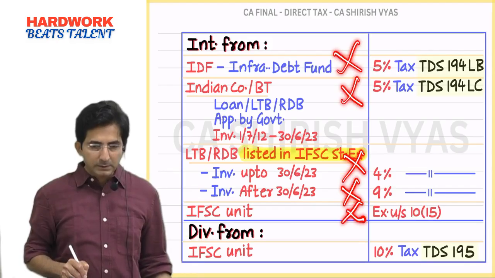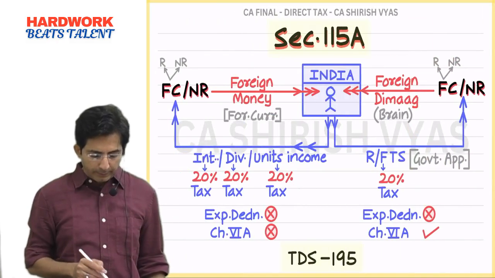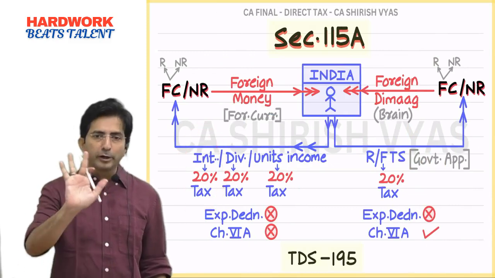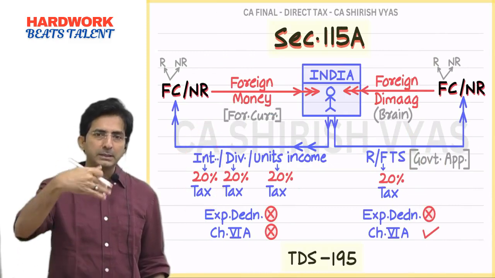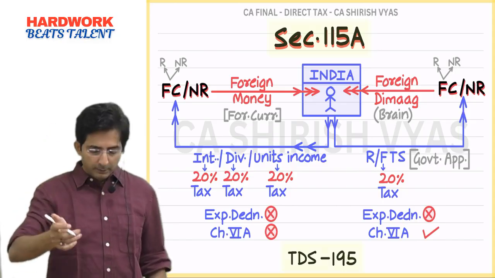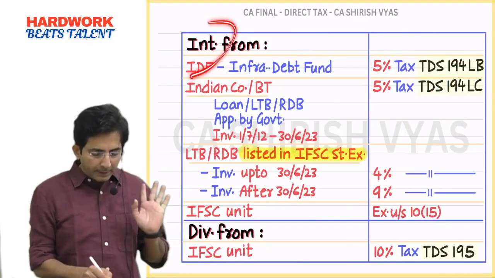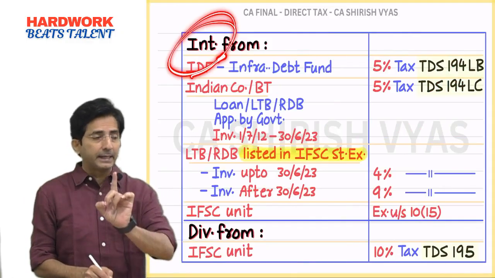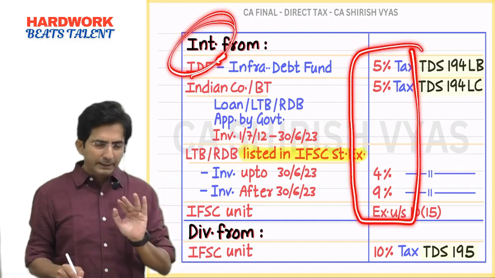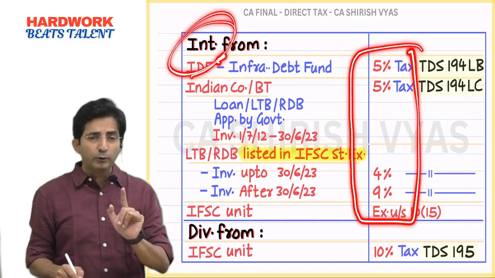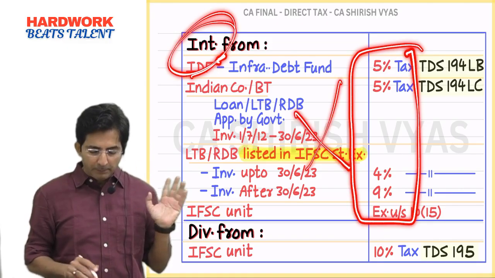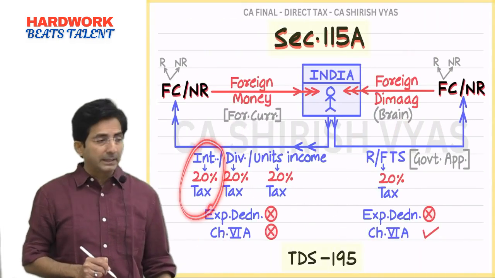So if nothing fits, then what is the general rate for interest? 20%. See the method of solving. The answer is not important. If I had asked you to just see the answer, you would never have understood. See the line of thinking. How do I think? If interest income is there in the question of FCNR, just figure out whether these rates apply or not. And you can easily check the applicability if your provisions are thorough. So here I saw that nothing from this is applicable. So general 20% tax rate.